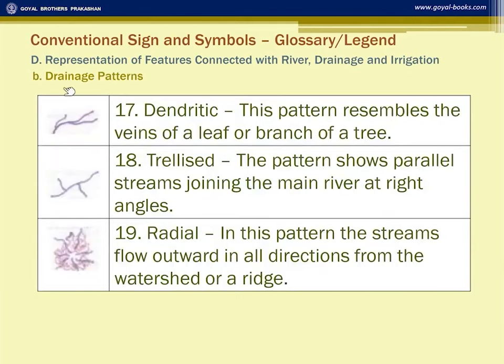You have the drainage patterns. What do the drainage patterns mean? You will see that the tributaries meet the main river in different patterns. When it meets the main river in the form of a branch of a tree, it is called dendritic. Then you have these trellis which meets at the right angle, and radial, which is a circular pattern.